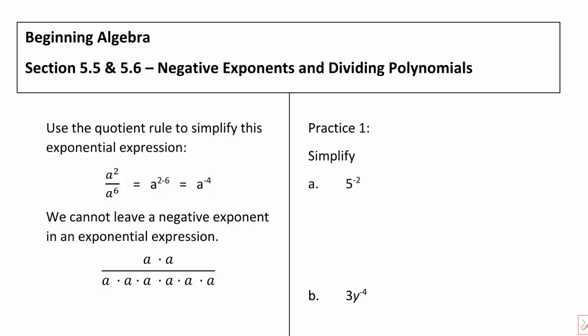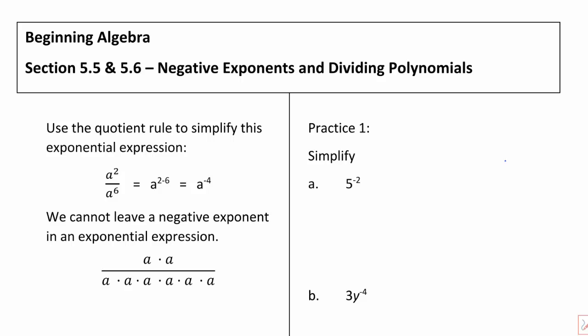Okay, so we want to use the quotient rule to simplify this exponential expression: a squared divided by a to the sixth power. Using our quotient rule, we just take the difference of the exponents, 2 minus 6, which gives me negative 4. So a squared over a to the sixth means the same thing as a to the negative 4 power. However, you'll find that we never want you to leave something with a negative exponent.